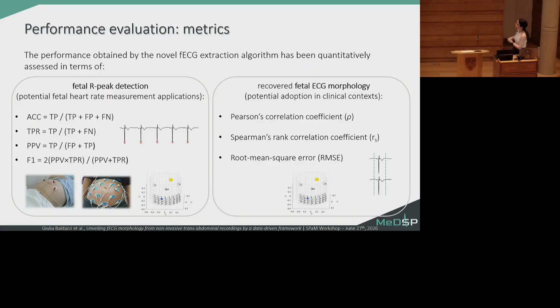So the metrics we used for the evaluation were aimed at assessing the capabilities of our algorithm in different conditions. In the first case, for fetal heart peak detection, so for potential application for fetal heart rate measurements, whereas on the other hand, we also assess the recovered fetal ECG morphology. And for sure, whereas for the fetal heart peak detection we had the occasion to exploit all 3 data sets, on the other hand, for the metrics that are the Pearson and Spearman rank correlation coefficients and the root mean square error, we were able just to use the synthetic data.